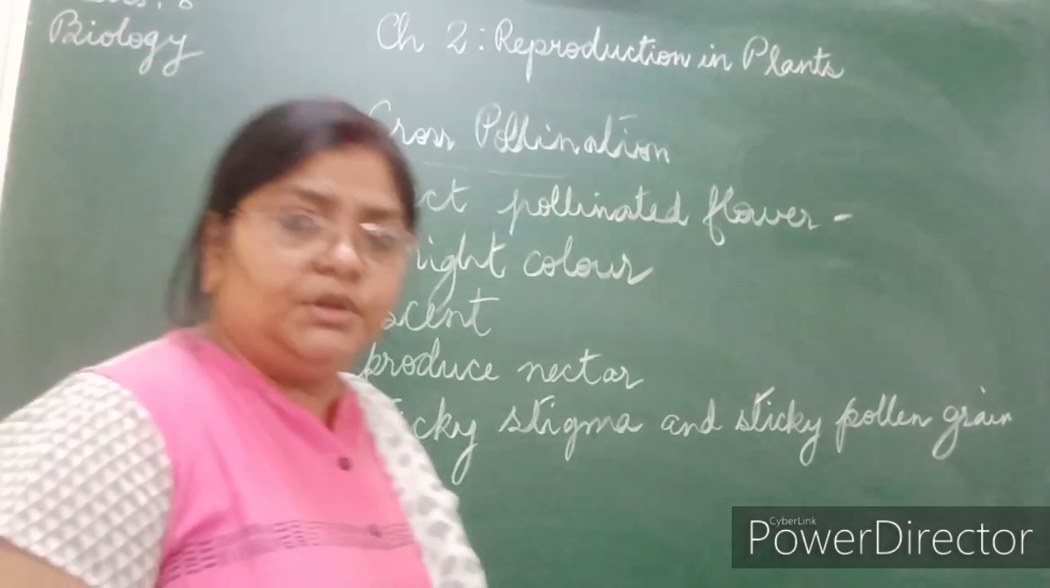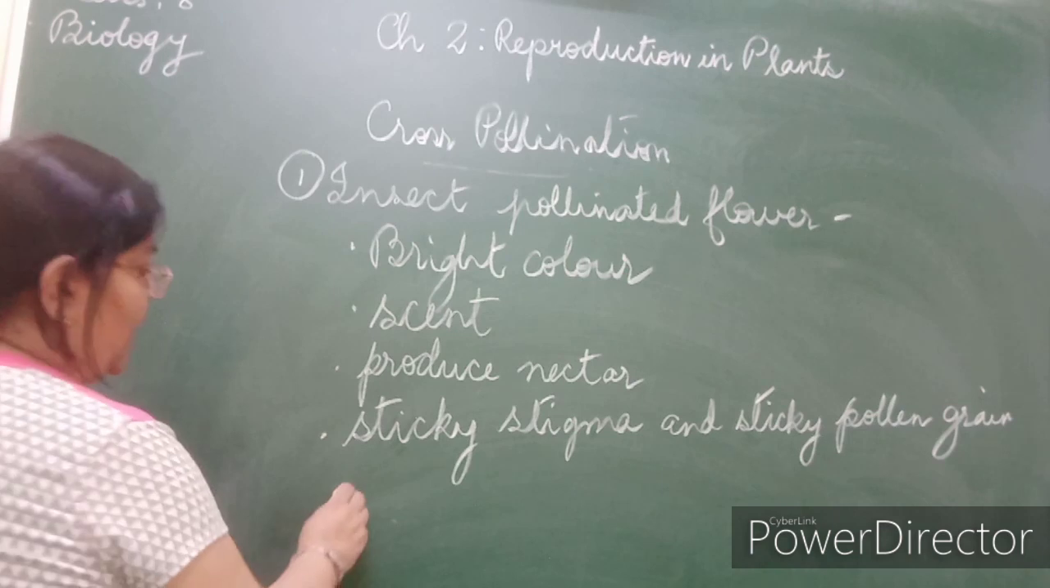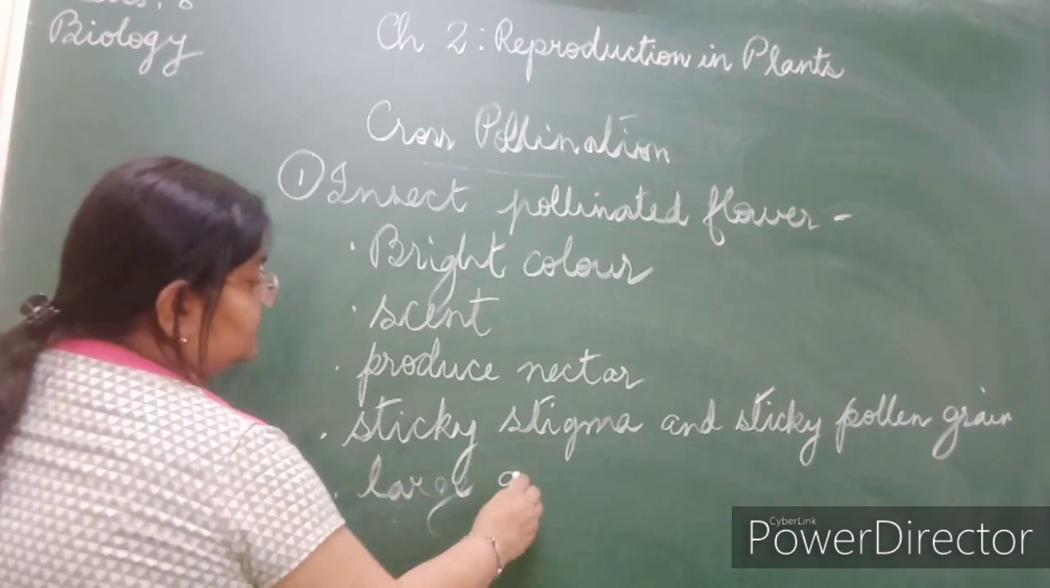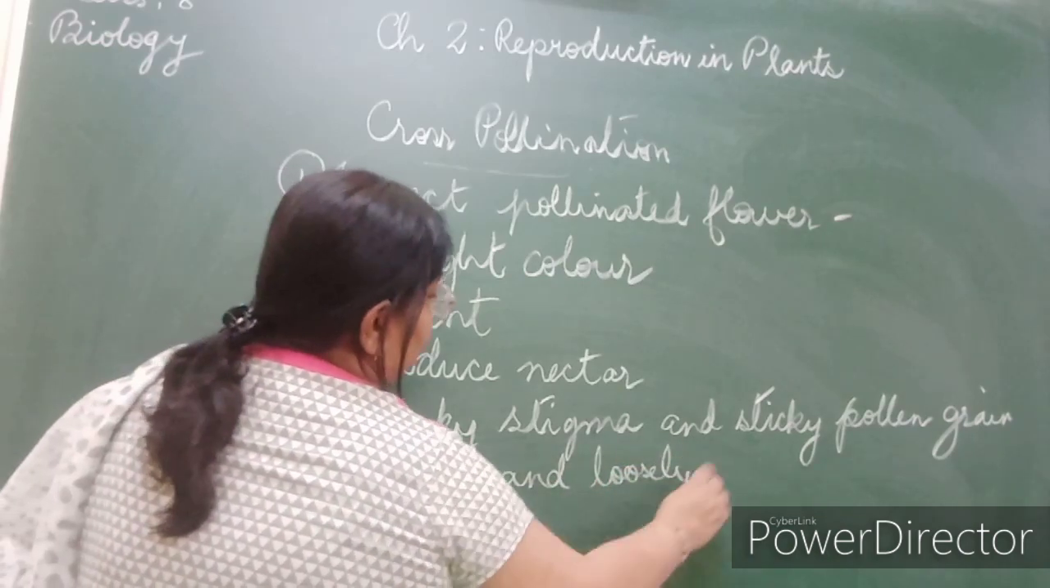So the anthers produce pollen grains. So the anthers are large and loosely attached. So how does this help?